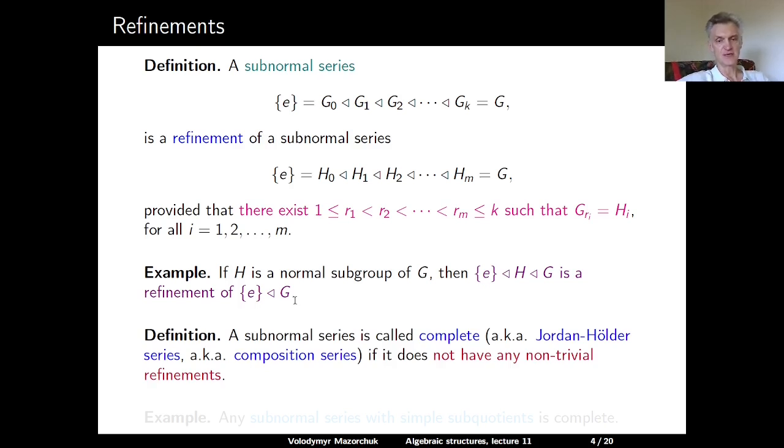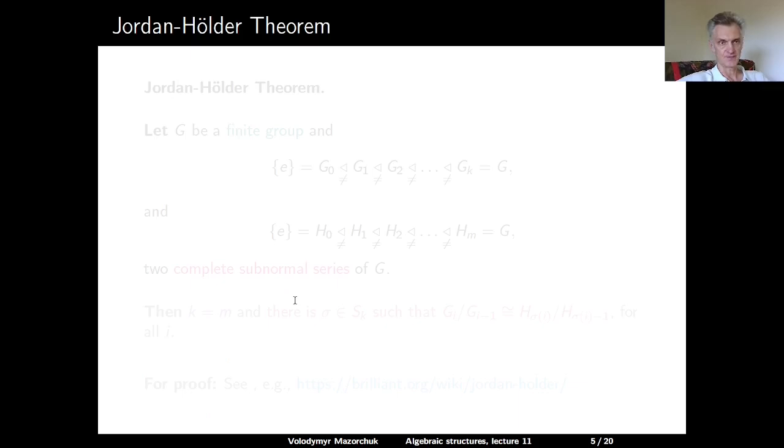Definition: a subnormal series is called complete, or Jordan-Hölder series, or a composition series, if it doesn't have any non-trivial refinements. And the trivial refinements are the refinements when you just repeat some of the elements of the original series. For example, any subnormal series with simple quotients is complete. Again, it's a nice exercise to prove this.